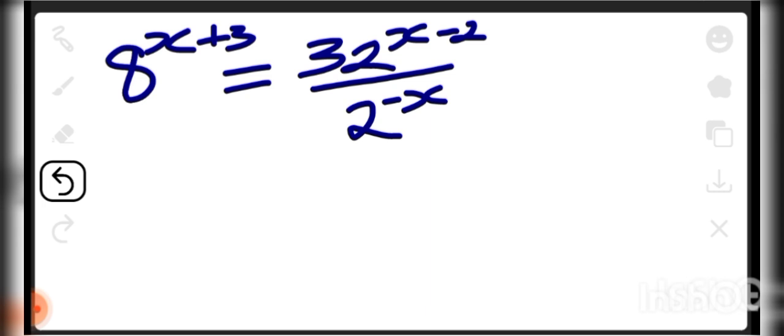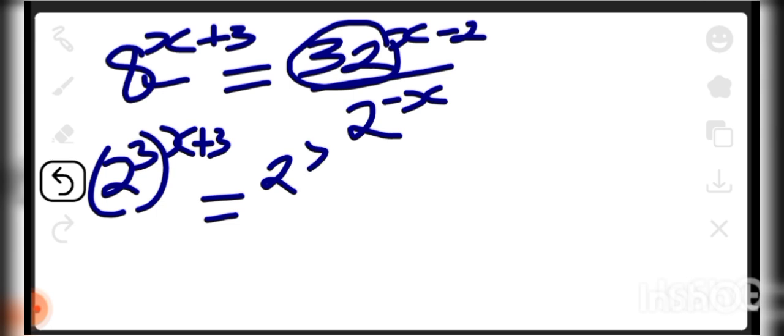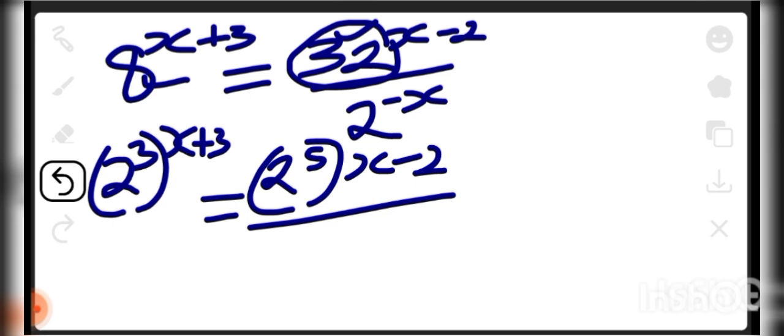How? Look at it. 2 raised to power 3 will give us 8. So that is already out of the way. x plus 3 equal to, now look at this. 2 raised to power 5 will give us 32. So 2 raised to power 5 is equal to 32. So the 2 is out of the way. You have x minus 2. Then over, 2 raised to power 1 will be the same thing as 2, so there's no need to change 2 again. Then raised to power minus x. You see, all the bases are now the same.